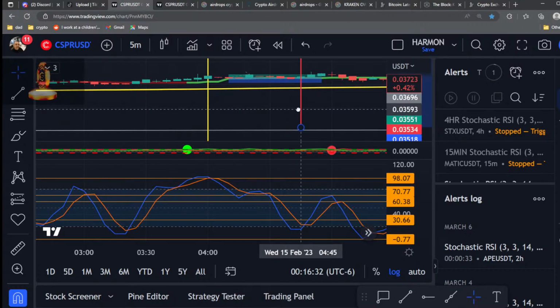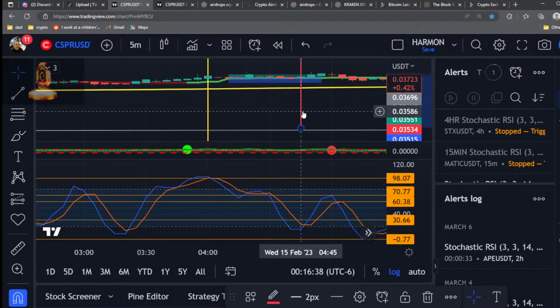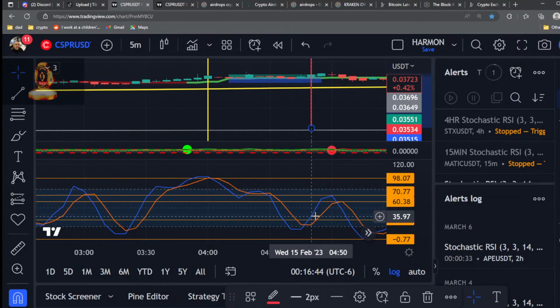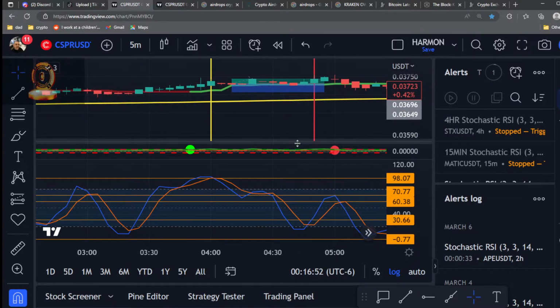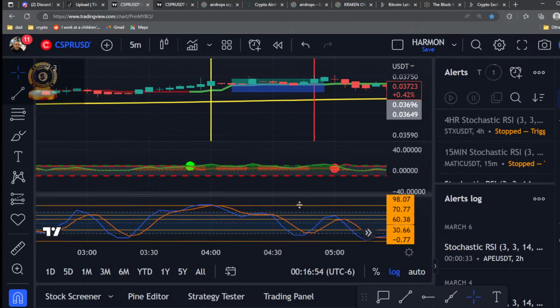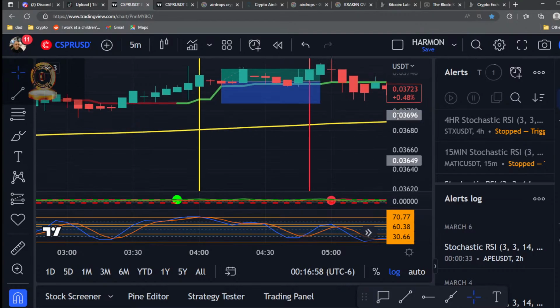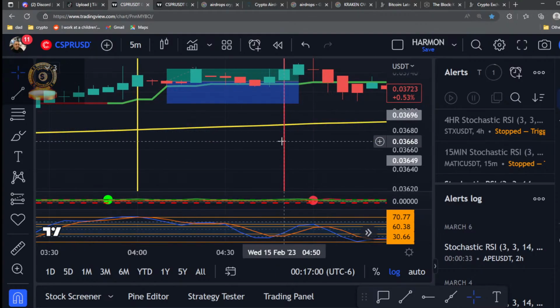That is where it breaks up. This is where it breaks the 30 line, like right in there. That is where it breaks the 30 line, right there. That's what I want to see out of the 15. Now, that's the 30 line.